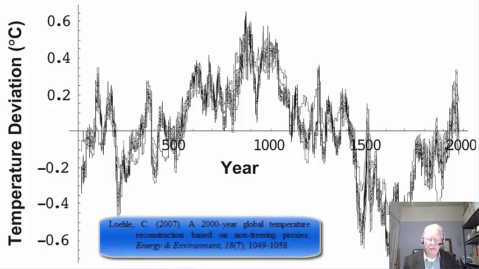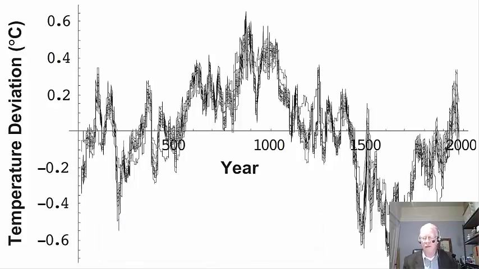Now here we've got non-tree ring proxies of temperature, global temperature over the last 2,000 years. This is work by Loehle, published in 2007. Now you'll notice that everything I claim, everything I show you, every graph has a reference. So please, if you want to, you can check these references.